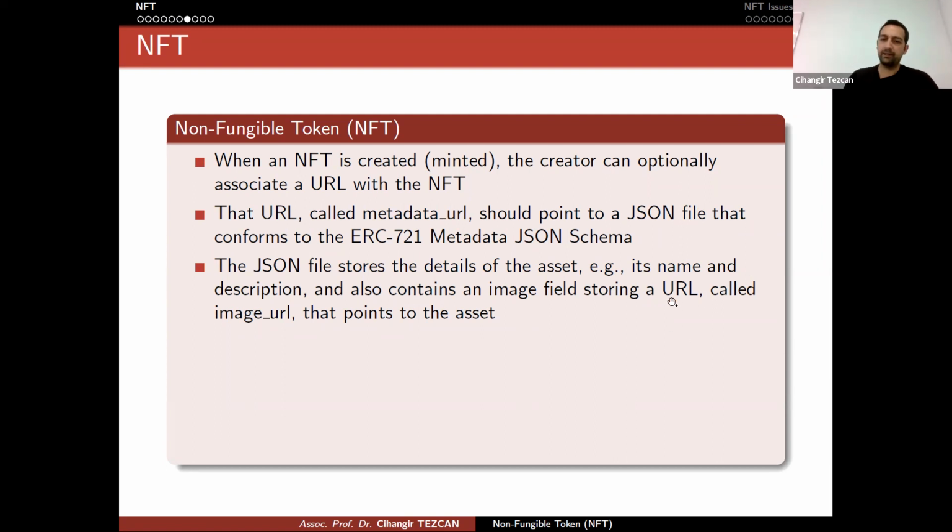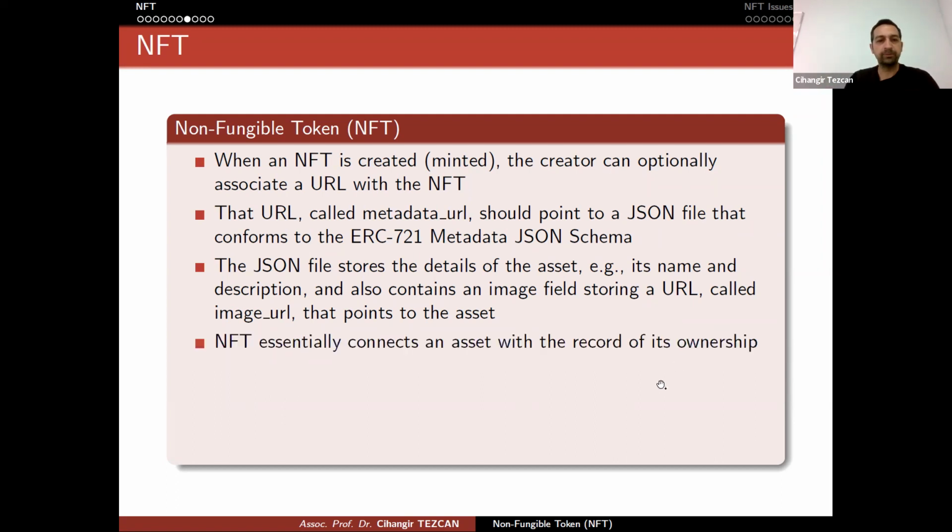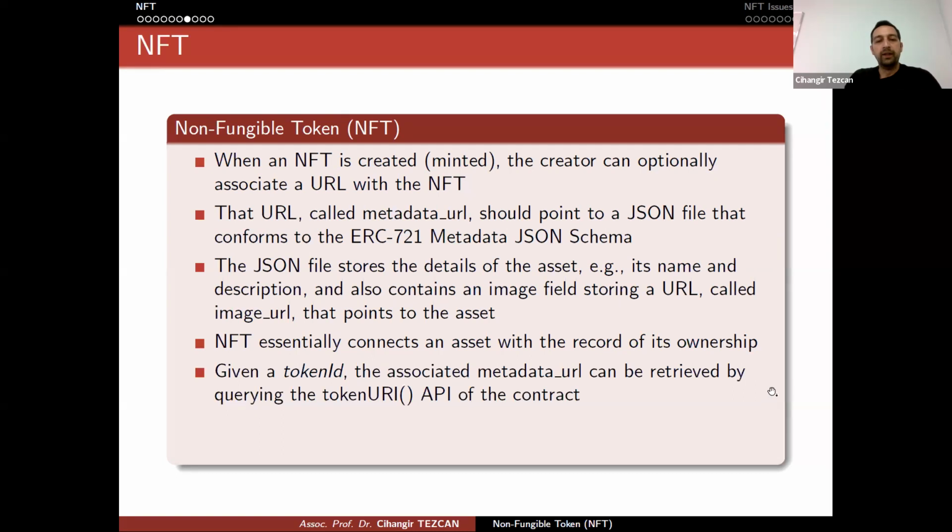Of course, this URL can link to an HTTP web page, and this is very dangerous, by the way. Some people prefer IPFS, and we will talk about them in a minute. So an NFT essentially connects a digital asset, most of the time, but sometimes a physical asset, with the record of its ownership. So the only record of ownership is stored in the blockchain. Given a token ID, the associated metadata URL can be retrieved by querying the token URI API of the contract.